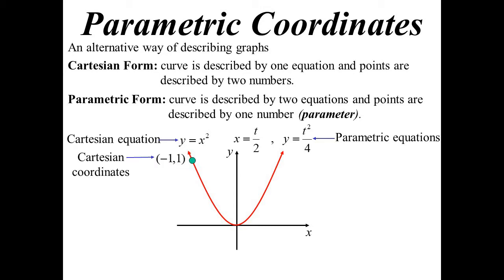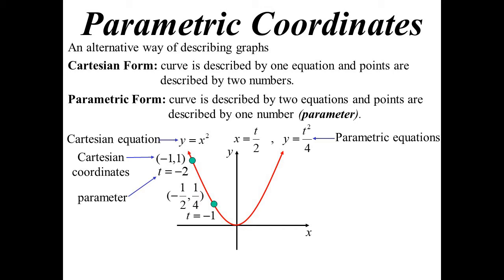So a point like minus 1, 1, well, they're the Cartesian coordinates. Parametrically would be represented by the single number negative 2, because if you substitute that into the parametric equations, you can see we come up with the same coordinates. The x is negative 2 on 2, negative 1, and the y would be negative 2 squared, which is 4, 4 on 4, 1. So we come up with the same point and the same curve, it's just a different way of doing it. So t is known as the parameter, so negative 2 is the parameter at that point.